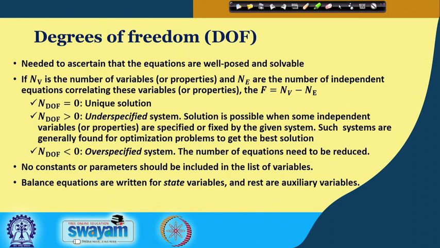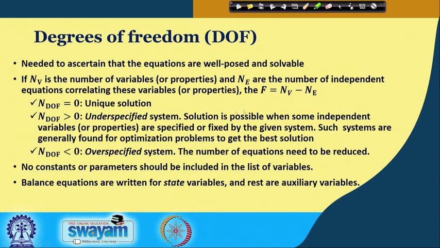And as we have learnt earlier, we always want to ensure that the number of unknowns should be equal to the number of independent equations correlating these unknowns. Only then are we going to have a unique solution. Okay? So, what I said is that it is needed to ascertain the equations are well posed and solvable. Now, if NV is the number of variables or properties and NE is the number of independent equations correlating these variables or properties, then the degrees of freedom equals NV minus NE.